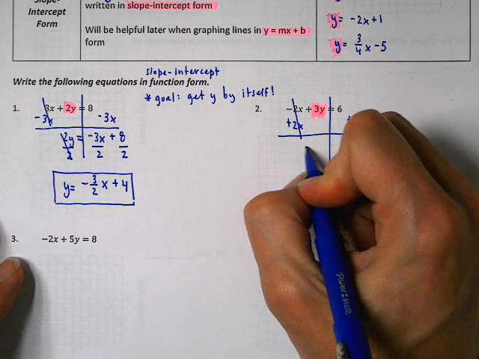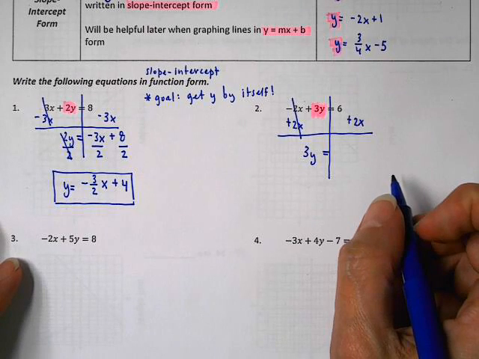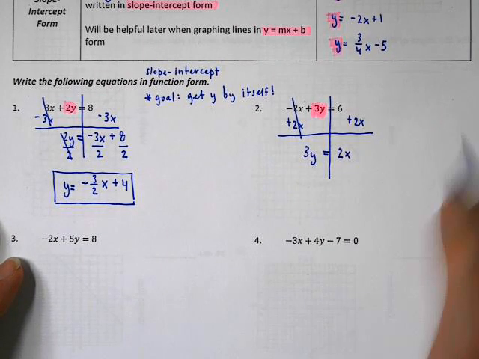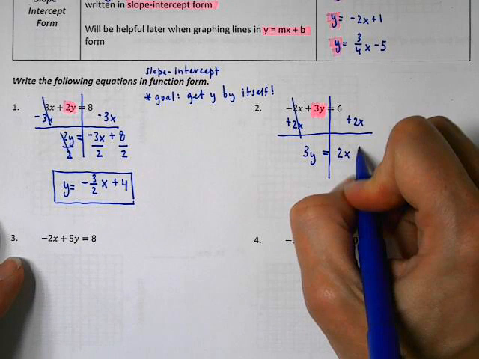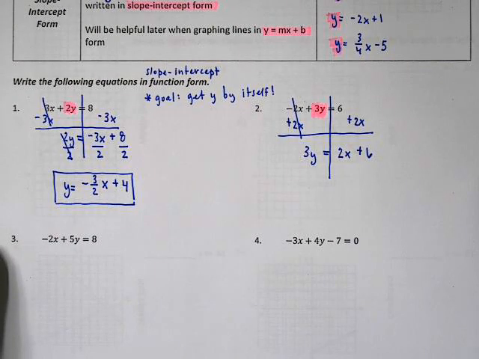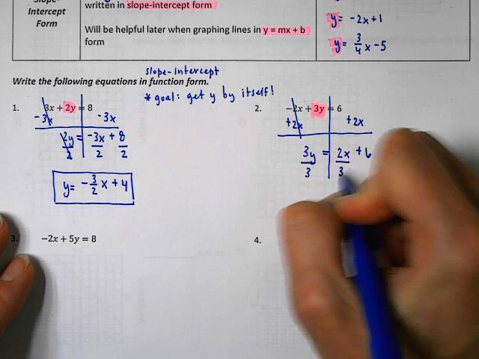I'm going to bring down my positive 3y. Again, I'm going to grab the term with the x in it, and I'm going to write that first. So 2x, and then I have a positive 6. So now we've got one more step to go. I'm going to divide by 3 to get y all by itself.